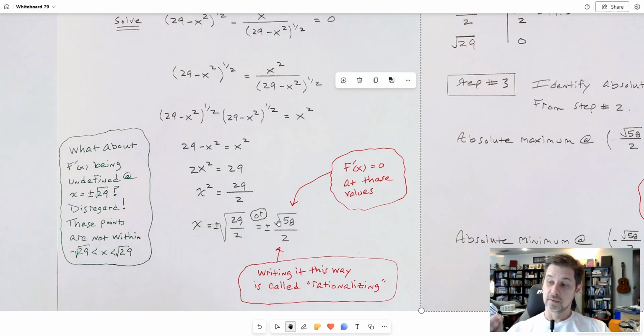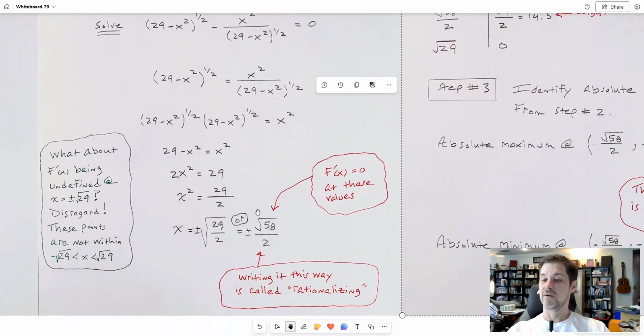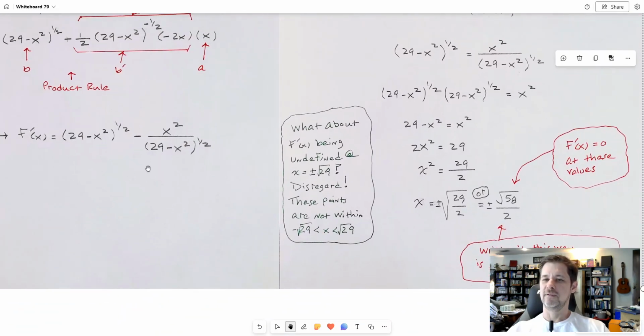Those are some of the critical numbers. The critical numbers are all the points where the derivative is either 0 or undefined. So far, I've found 2 points where the derivative is 0, so I've got 2 critical numbers so far. What about undefined? Here's your derivative. I just figured out what it takes for it to be 0. What about it being undefined? Well, I see that there's this fraction, and I know that if you divide by 0, that is undefined.